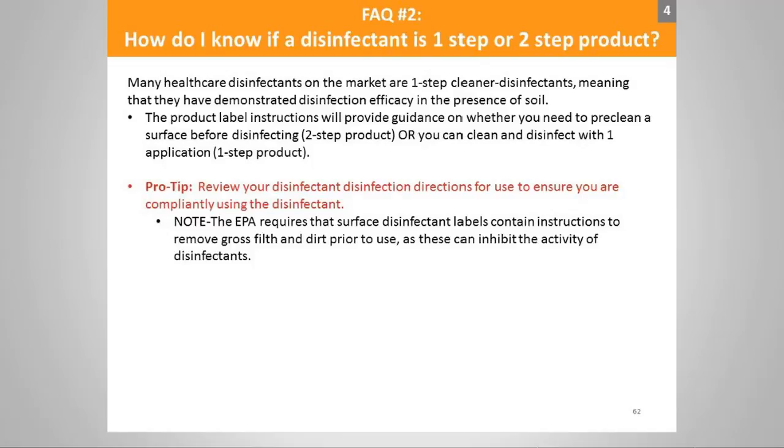So another question we often get asked is, how do I know if a disinfectant is a 1 or a 2-step? First of all, many of the disinfectants on the market today are 1-step, meaning that they've demonstrated the ability to be used in the presence of soil. So review your disinfectant instructions to ensure you're using it the right way. Even if you have a 1-step, EPA requires that you, in fact, clean any gross filth first prior to use. Typically in a dental office, that's not a problem.